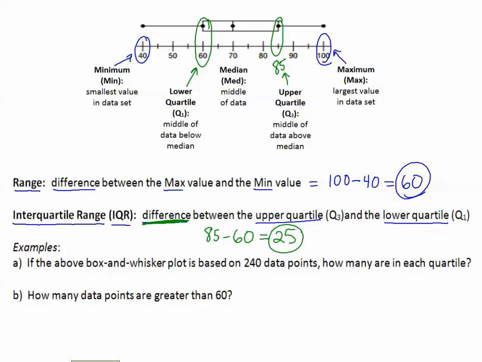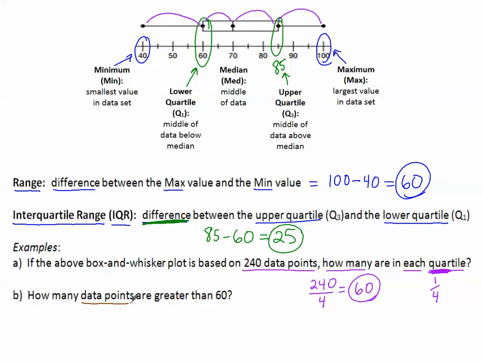Let's answer some questions based on the above box and whisker plots. A, if the above box and whisker plot is based on 240 data points, how many are in each quartile? Well, remember that each quartile is divided up into 4 parts that are all equal, 25%, 25%, 25%, 25%. So if each quartile is 25%, that's a quarter, like 1/4. So I take my 240 and I divide it by 4. That makes 60. There are 60 data points in each quartile.